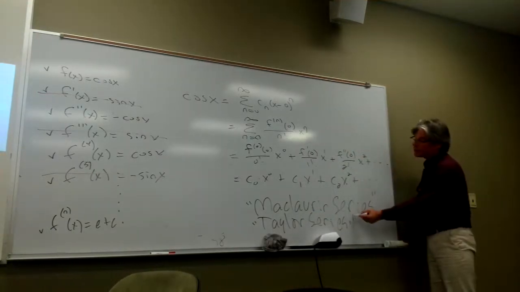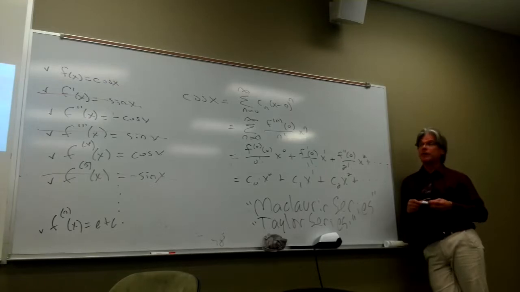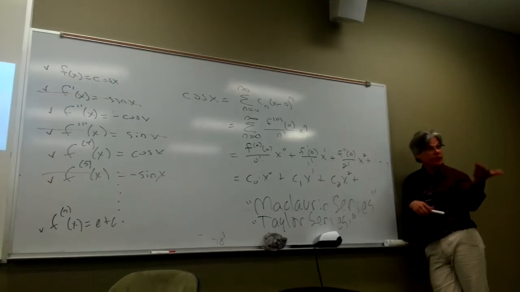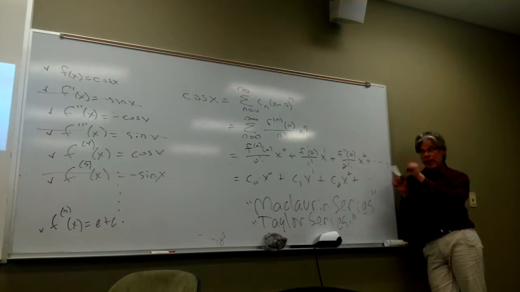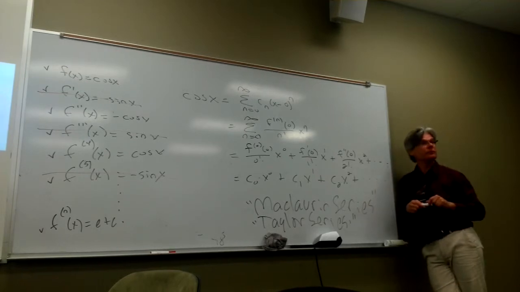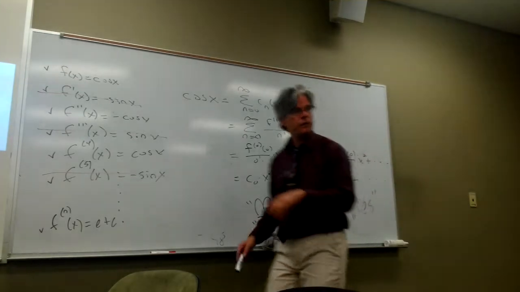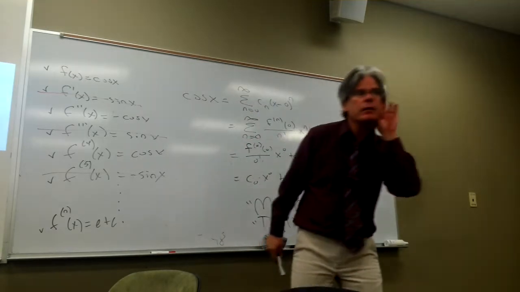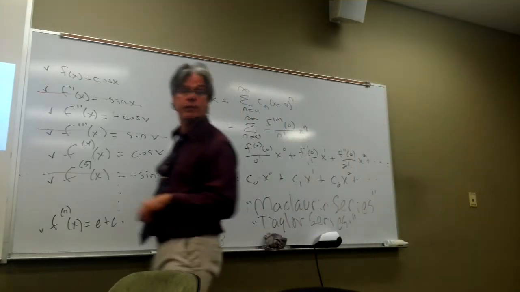Now I have to confess, though, that when I think of the cosine function and think of a power series representation for it, I typically do have this specific one centered about x equals 0. 0 being your a value? Yes, so in other words, a is equal to 0.